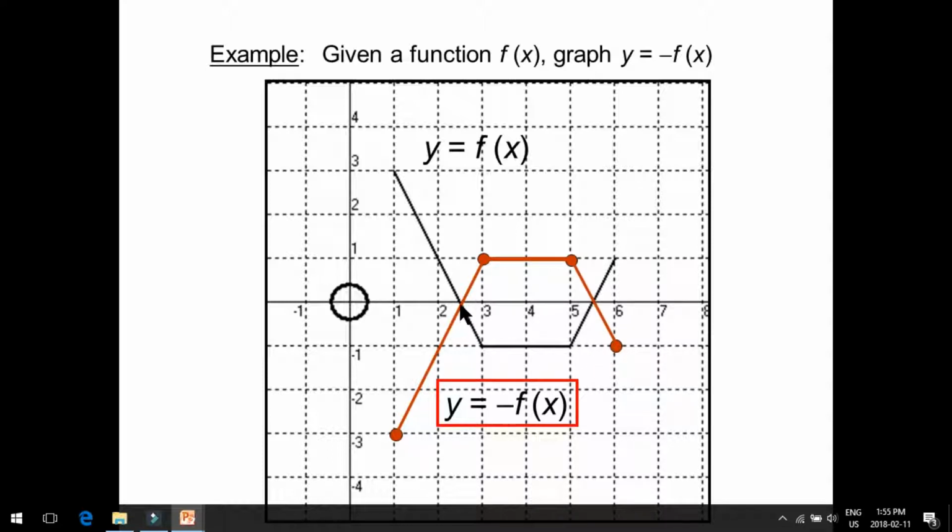Notice the invariant points. This is where the two graphs intersect. This is where the groundhog is taking his drink right here, sitting on his own reflection. The invariant points will be found along the x-axis if you're reflecting across the x-axis.